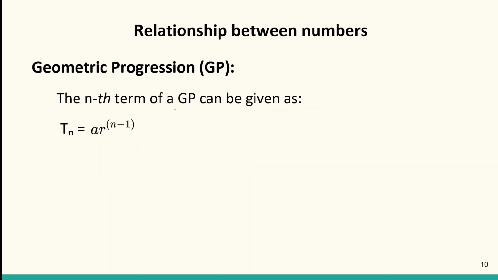So the nth term of a GP can be given as Tn is equal to ar power n minus 1. Okay, so this is the nth term. Since a is the first term, ar is the second term, ar square is the third term. So you can see the common pattern here, right? If we are talking about the nth term, this must be ar power n minus 1. So ar power n minus 1 is the nth term. Okay, you can see the pattern here.